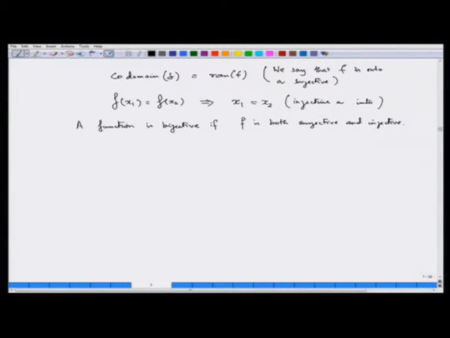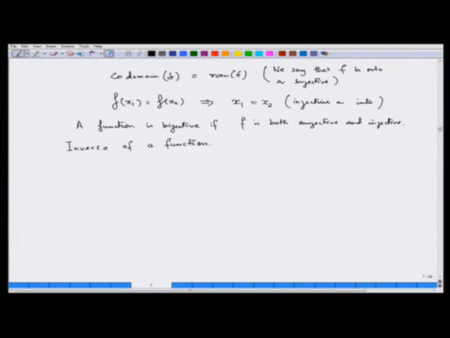Now, we come to a very important notion of the inverse of a function, because this question is natural. You might ask, why are you talking about inverse? But the question of inverse is a very natural concept, the inverse of a function. So, what does it do? It does the following.